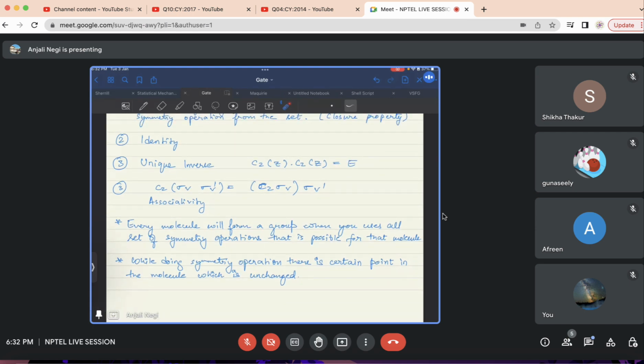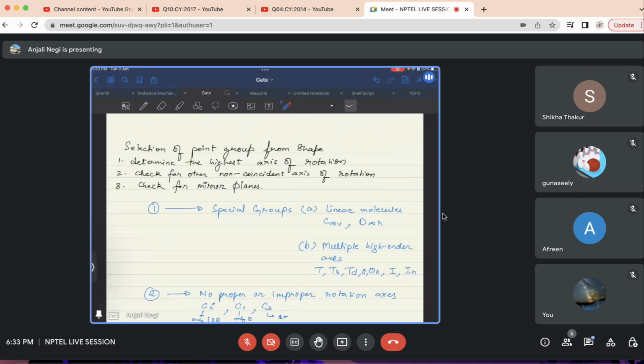Okay, so there is also a reason why the name was point group. While you are doing symmetry operations like C2, sigma v prime, in the case of the water molecule, you will see that there is a certain point in the whole molecule which is always unchanged, even in the inversion I, even in the identity E operation. And that is why we call it a symmetry point group, or simply point group.